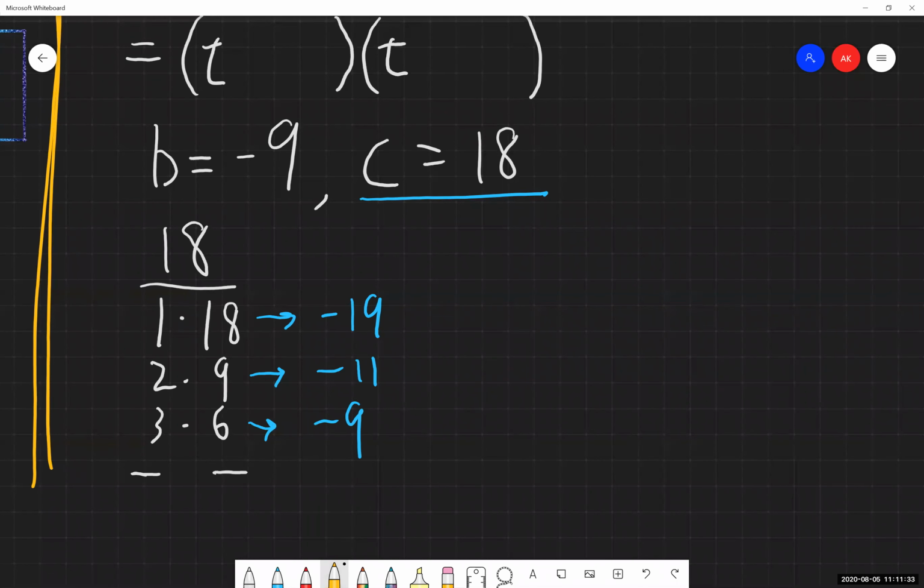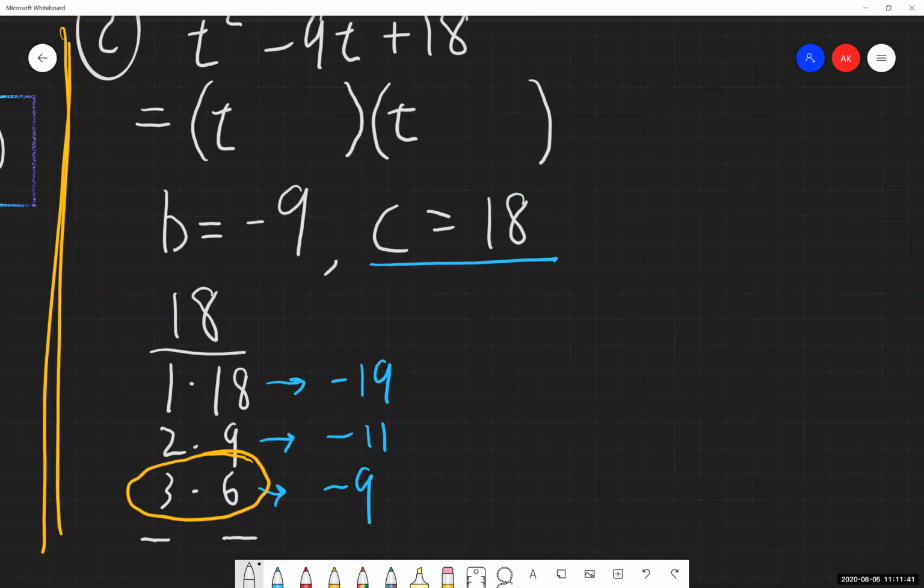From there, I have just found my m and n values, the two numbers that I need. I'm going to write those into our final answer. Make sure you are including the sign with those as well. So I'm going to get t minus 3 and t minus 6 for the final answer.